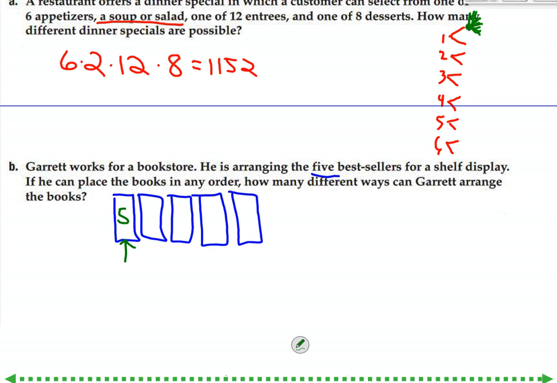Well, when I choose that, then when I go to put the next book on the shelf, how many books now do I have to choose from? Now I have 4, and then I have 3, and then I have 2, and then I have 1. So 5 times 4 times 3 times 2 times 1. And you probably recognize that as a factorial. Do you remember a factorial? And you have that little exclamation point.